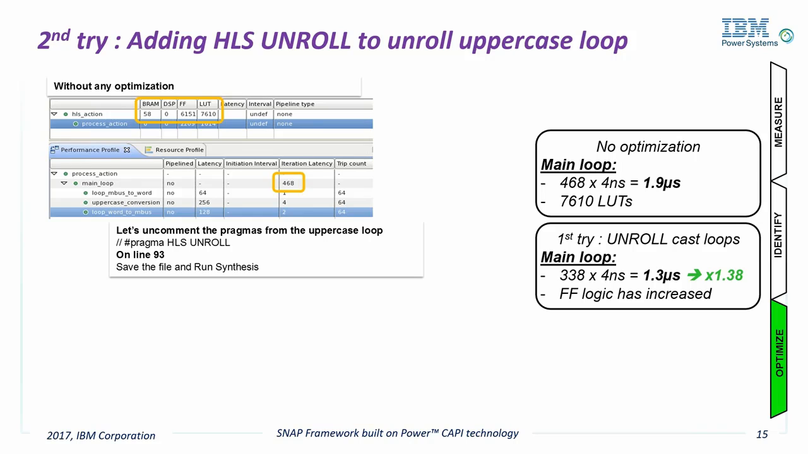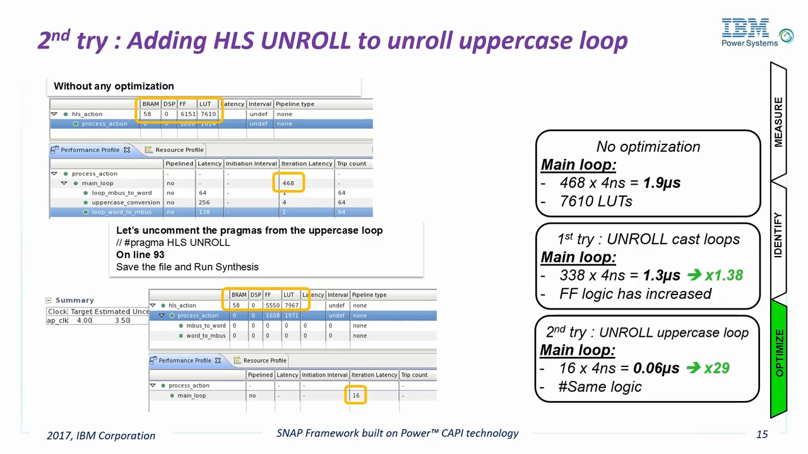Second try, adding the unrolling pragma in the uppercase loop, line 93. Save, simulate, synthesize, and look at the results. Clock frequency is unchanged, the amount of logic is much better, and latency of the main loop is now 16. Wow, 16 cycles means the main loop is done in 60 nanoseconds. Looking closer at the cast loops, we see that they now have a latency of 0, which is expected. Indeed, a cast is just two different ways of reading the same data, so the only reason to spend time is logic just connecting bits differently.